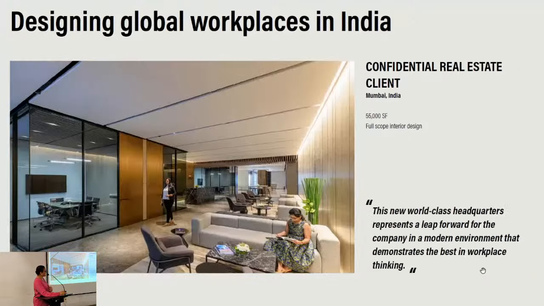This is actually for an Indian client, but they also came to a global firm because they really wanted to have a global outlook for their headquarter. They're a real estate developer, and they really wanted to showcase not just the products that they were designing and developing, but also how they work to their potential customers. So this project was designed just before COVID and it was constructed during COVID. And the client is super happy with how it turned out. So this was a collaboration between our San Francisco office and our India offices.